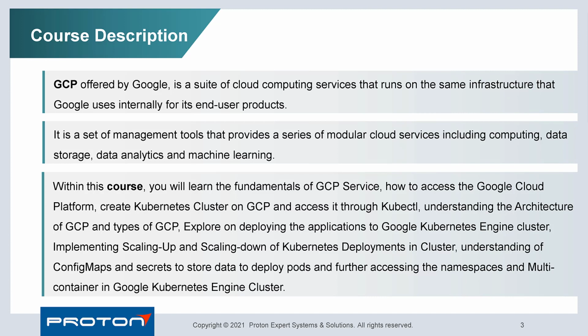In this course, you will learn the fundamentals of GCP services, how to access the Google Cloud Platform, create Kubernetes cluster on GCP, and access it through kubectl, understanding the architecture of GCP and types of GCP, explore on deploying the applications to Google Kubernetes Engine Cluster, implementing scale up and scale down of Kubernetes deployments in cluster, understanding of config maps and secrets to store data to deploy pods, and further accessing the namespaces and multi-container in Google Kubernetes Engine Cluster.